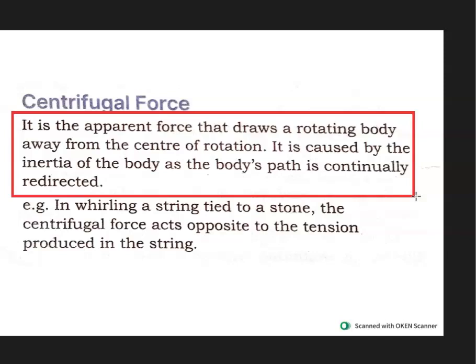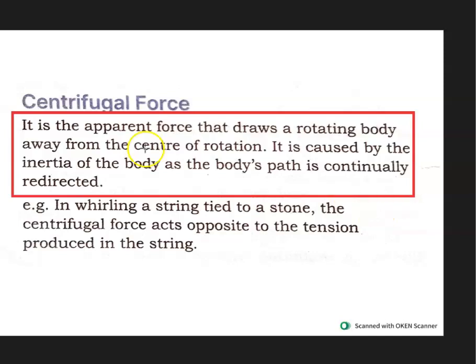Also remember a very important fact about centripetal force and centrifugal force. Both of them are not a pair of action and reaction forces. This is a very common misconception. Students think that centripetal and centrifugal forces are action and reaction forces. Totally wrong. Centrifugal force is not a reaction force, but centrifugal force is caused due to the inertia of the body because the body's path is continuously changing.